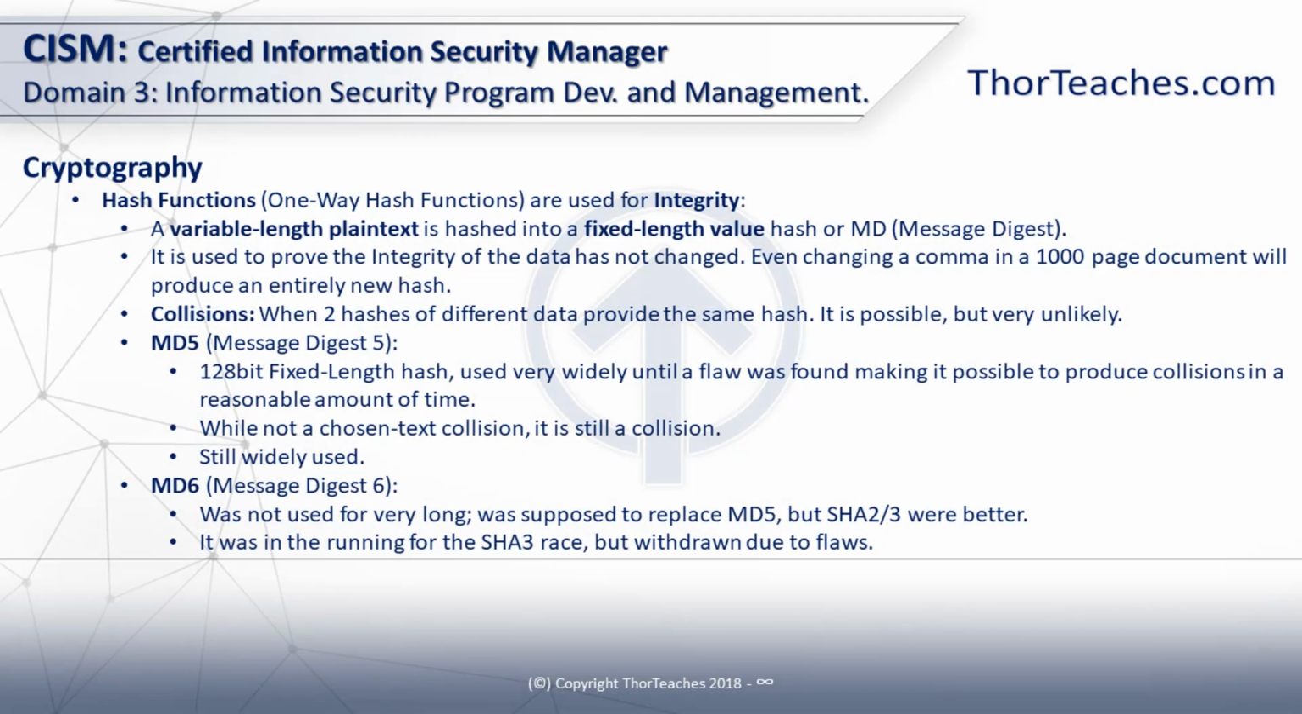Another thing we can do with cryptography is hashing. Hashing is a one-way function, and we only use it for integrity. It does not provide confidentiality or non-repudiation, only integrity.